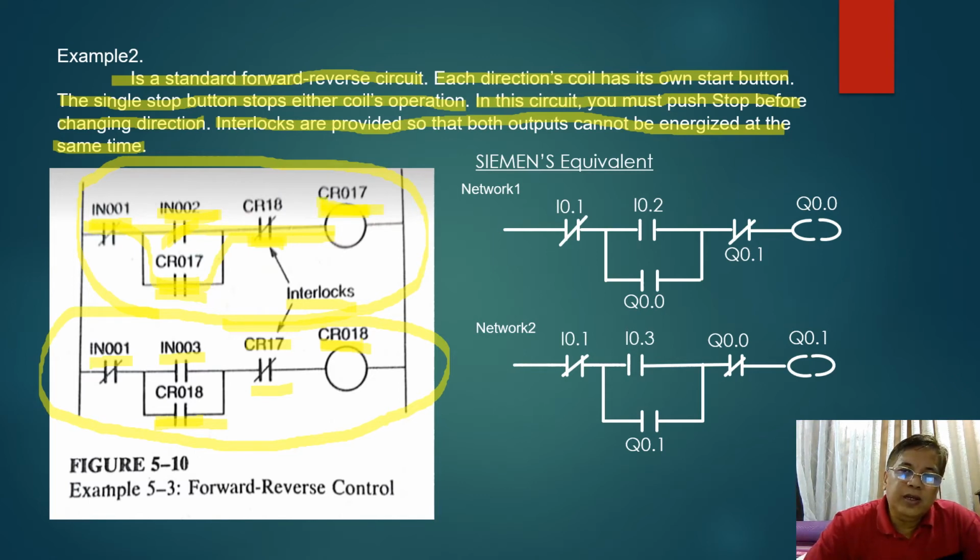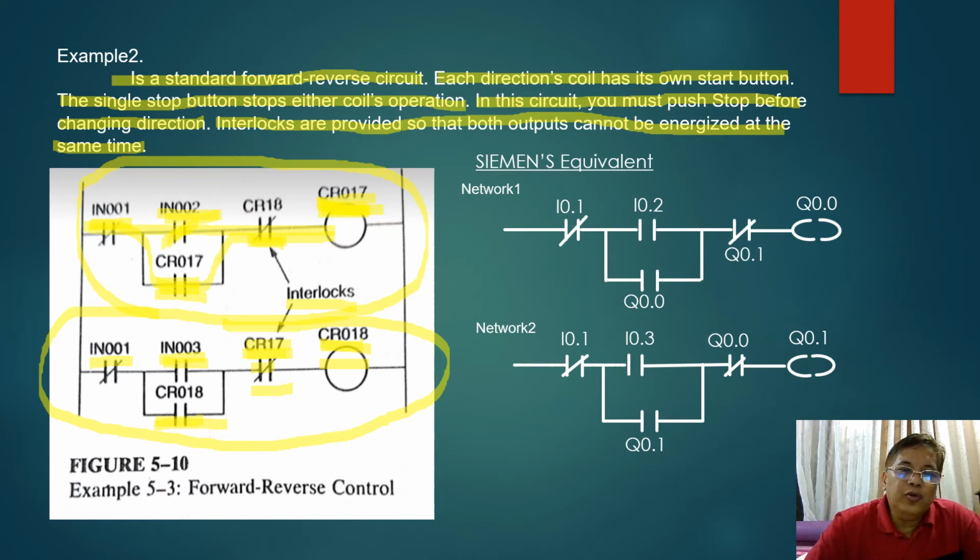Now, since CR017, the forward action, is energized, your CR017 here, which is your interlock, will open. This is normally closed, and it will open when CR017 is energized. Now, if the internal contact of your CR017, the interlock, is open, even if you accidentally push input 003, which is the reverse start, your CR018 will not energize because your CR017 here is open. So that will prevent, again, the energizing of both the forward and the reverse output.